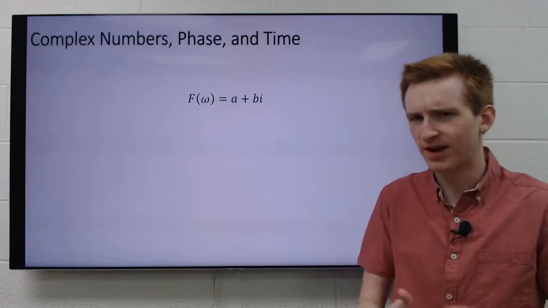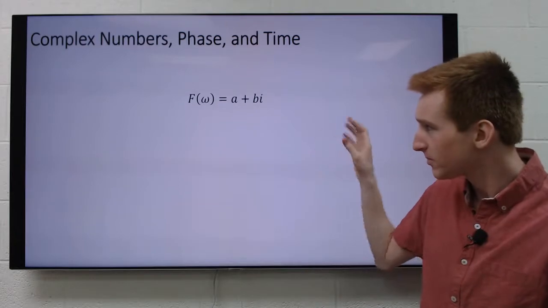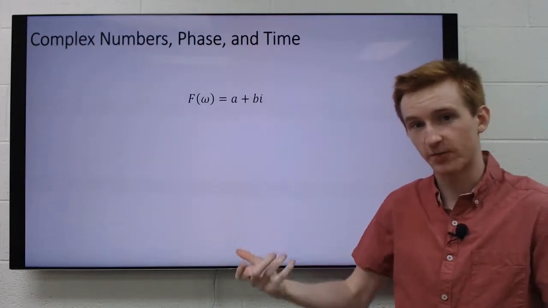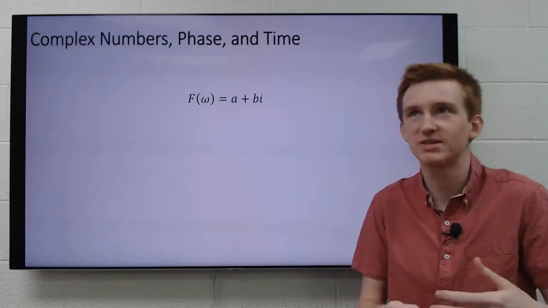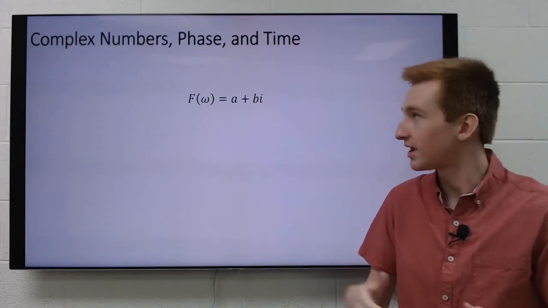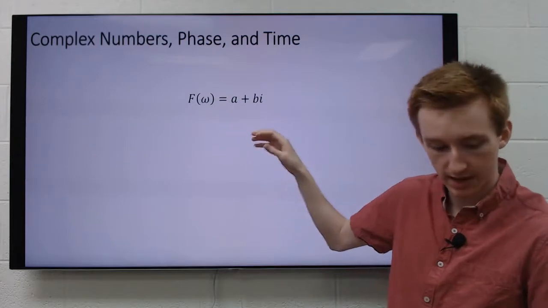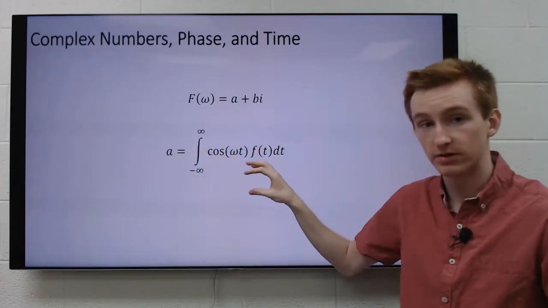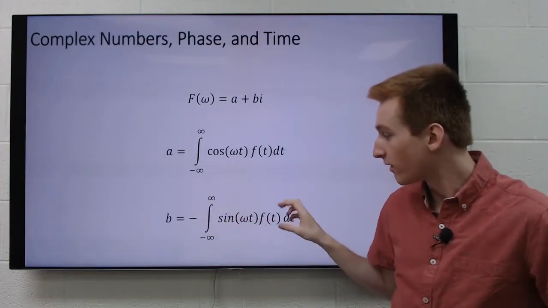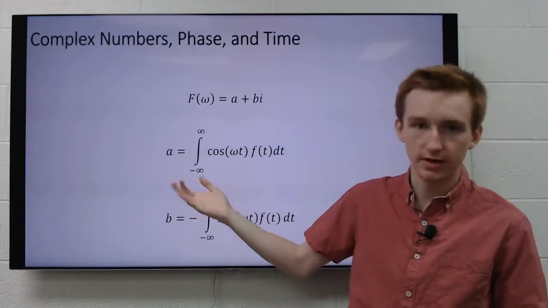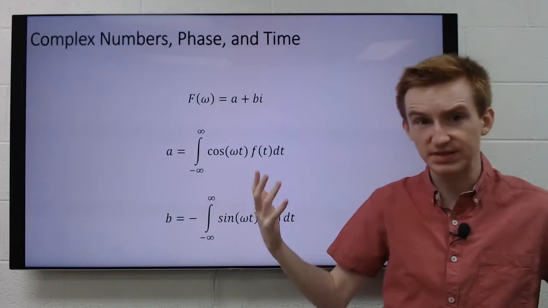So we have to do a bit more analysis to figure out what's going on. We have to update what f of omega means. It no longer really represents the frequency content of the signal so much as it's just a plus bi, where again a is the comparison score with the cosine version of the wave, and b is the comparison score of the sine version of the wave times -1. And so what does this mean?